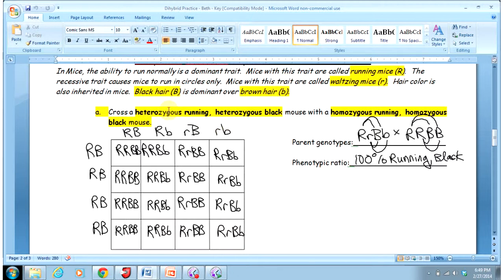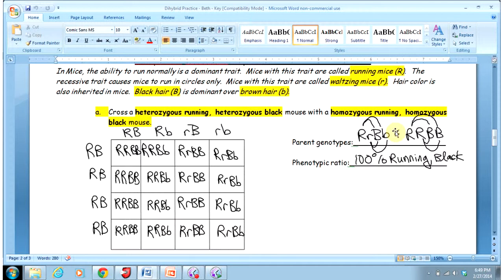So we're going to be crossing in our first cross a heterozygous running, heterozygous black mouse. So this is my first parent right here under parent genotypes. Heterozygous running, heterozygous black would give me a genotype of big R, big B, little b. My second parent is homozygous running, homozygous black, so that gives me a genotype right here of big R, big B, big B.